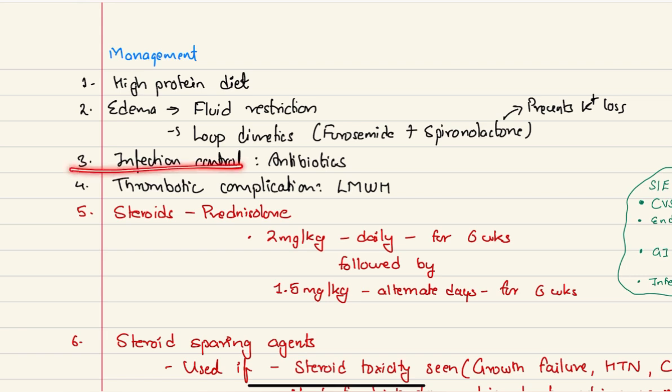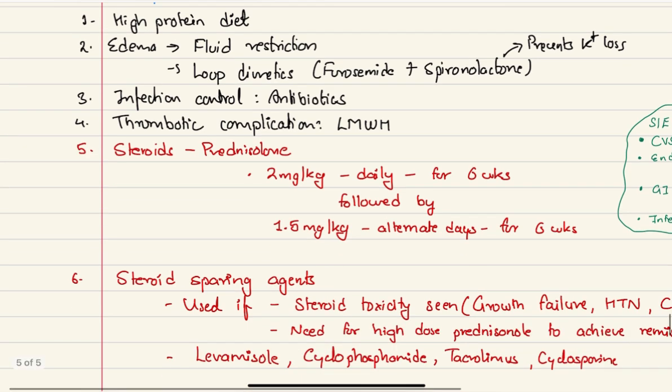Then for infection control, we can give antibiotics. For thrombotic complications or hypercoagulability, we can give low molecular weight heparin. And lastly, the drugs of choice are steroids or the prednisolone in nephrotic syndrome. So steroid, the dose is 2 milligrams per kg daily for 6 weeks, and then you taper the dose by 1.5 mg per kg alternate days for 6 weeks. So this is the dose of steroids.